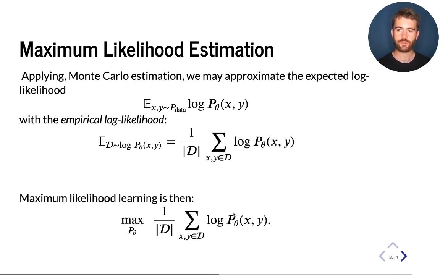And because we have used Monte Carlo estimation, this is going to be an unbiased estimate of the true log likelihood that will converge to this true log likelihood as we collect more data. In other words, by optimizing this objective, we are approximately optimizing this one, which corresponds to approximating the true data distribution using our model p theta.